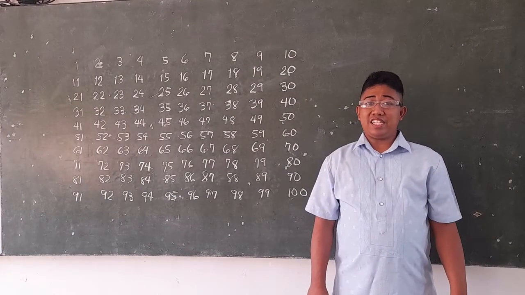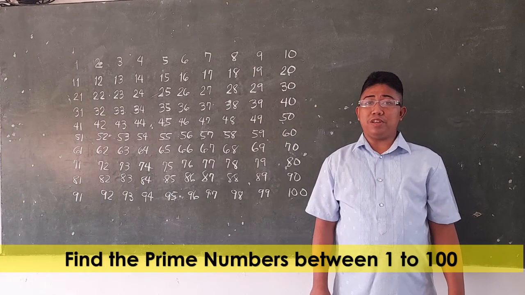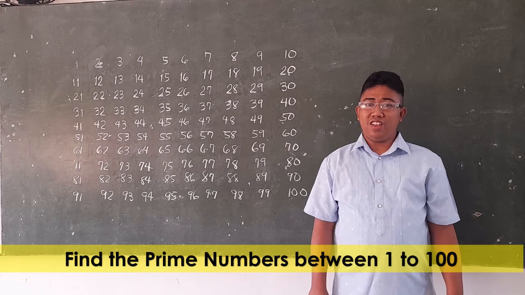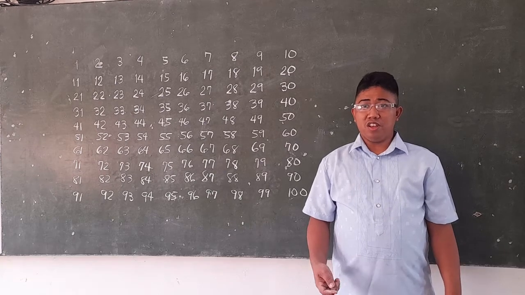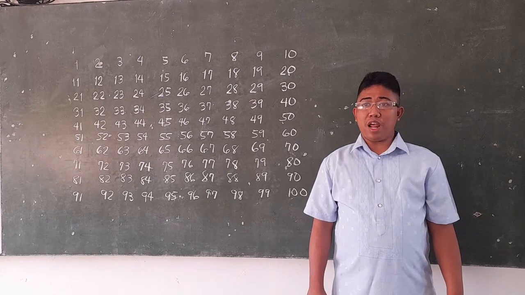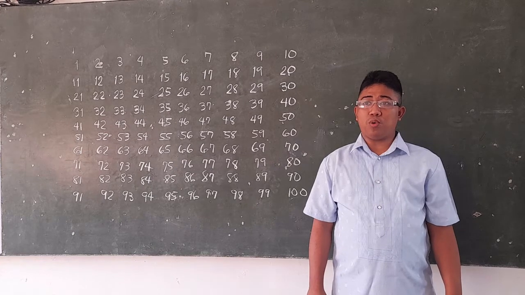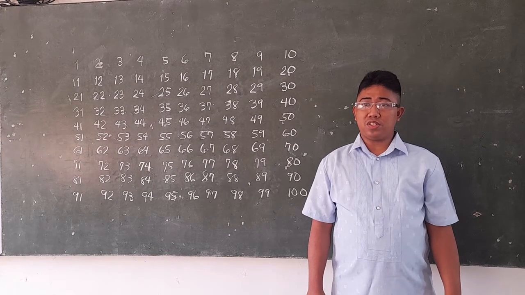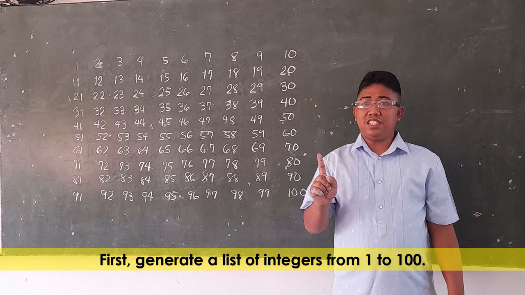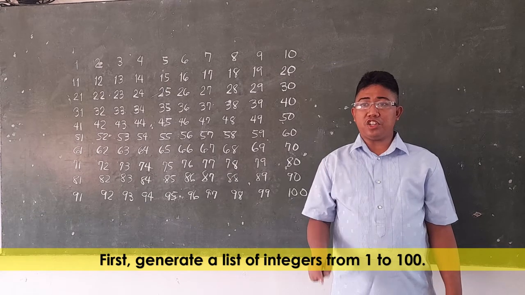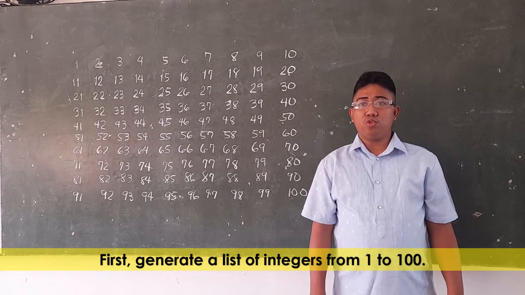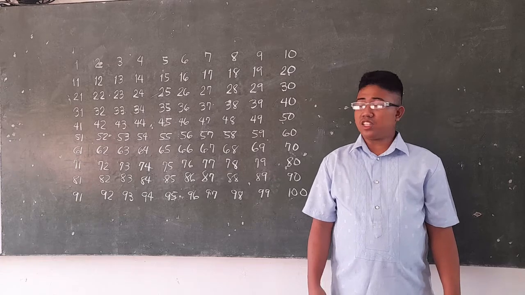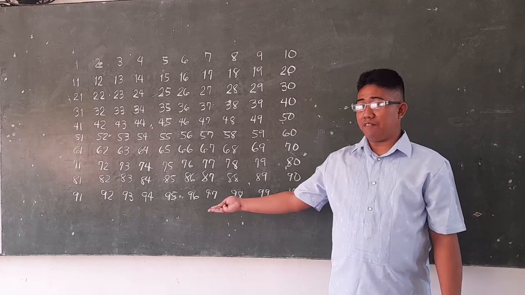Students, now let us find the prime numbers between 1 to 100. So here are the procedures. First, to find all the prime numbers less than or equal to 100, proceed as follows. First, let us generate a list of integers from 1 to 100. So these are the numbers given on the left side.